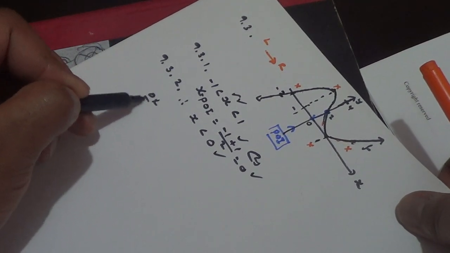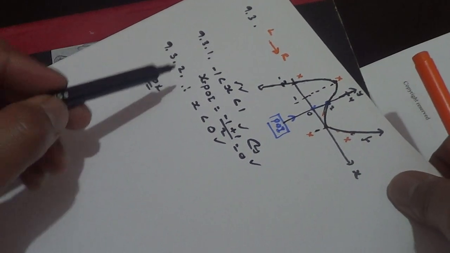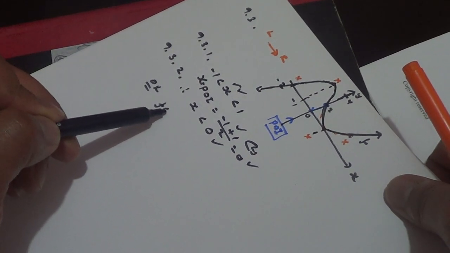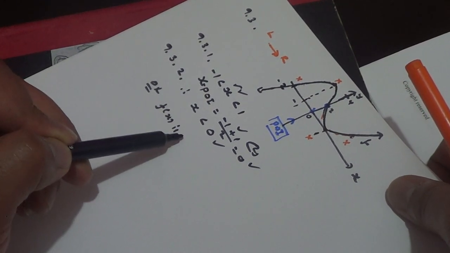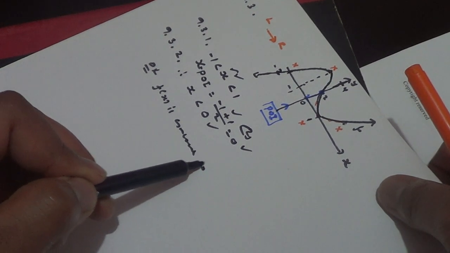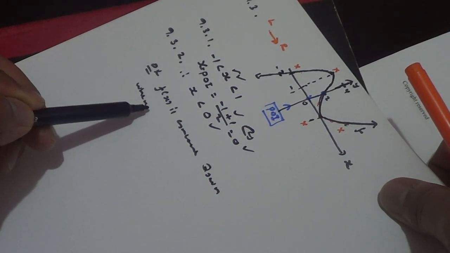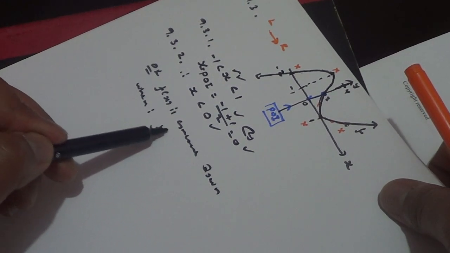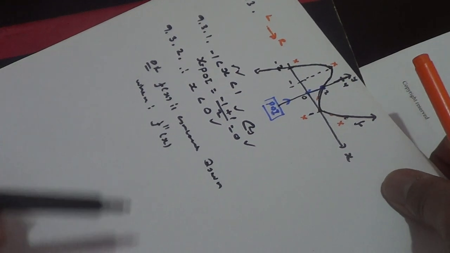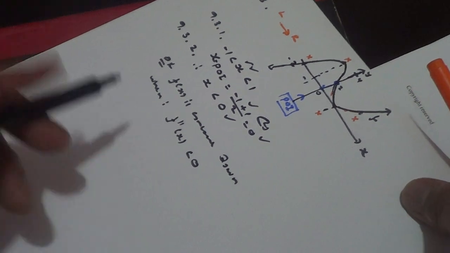Or, which is a much better way, you can say f of x is concave down when f double prime of x is less than 0.